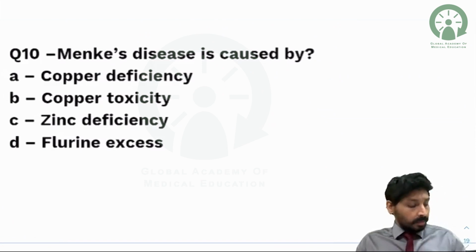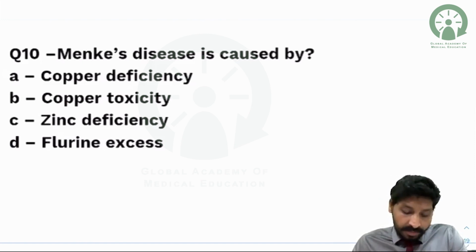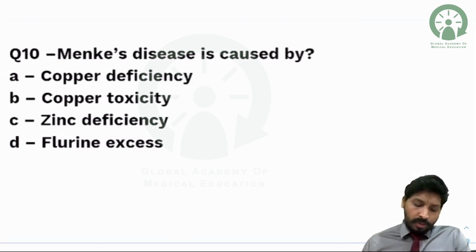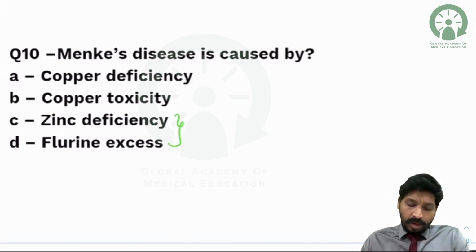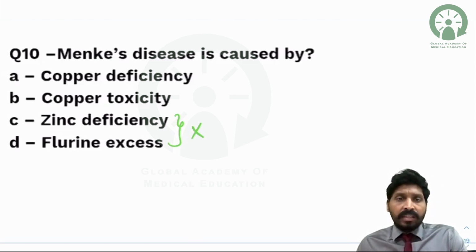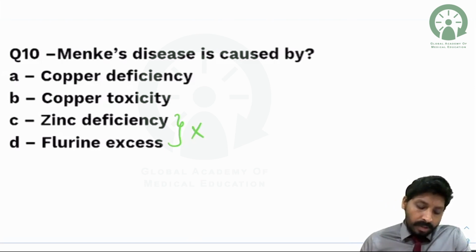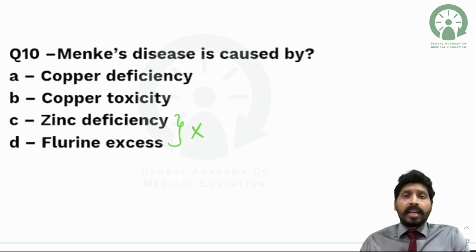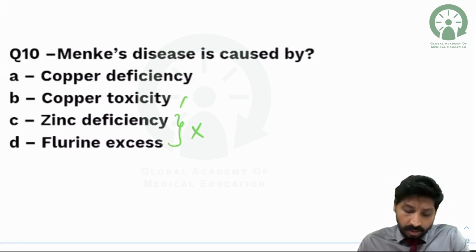Menkes disease is caused by which of the things? Menkes disease, options like copper deficiency, copper toxicity, zinc deficiency, fluorine excess. So these are the two things you have to avoid. Zinc is nothing to do with Menkes disease, zinc and fluorine. Copper toxicity is like copper overload. This is also not a correct option.